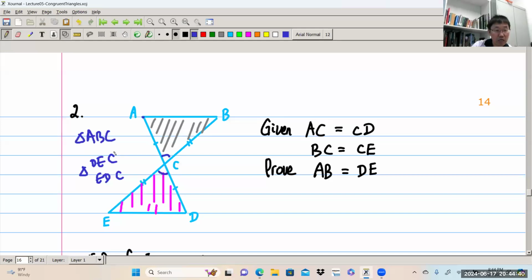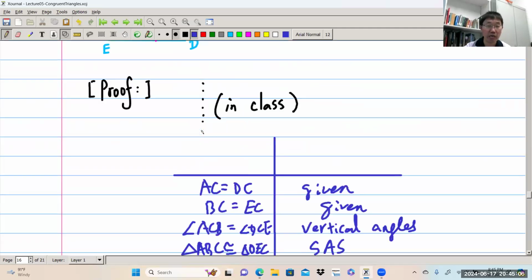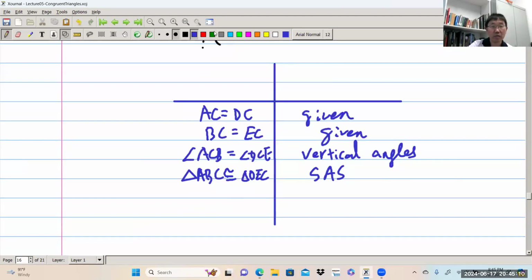Why? Because BC corresponds to what? To CE. So it should be this guy, right? If you write it the other way, then it's DC. So this is wrong. Do you agree? So you write down triangle DEC. Okay, triangle DEC. This is due to SAS congruence.